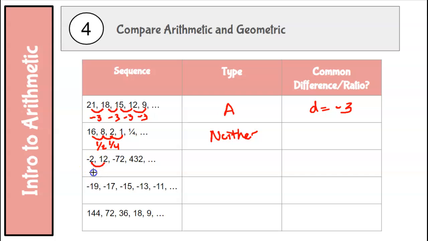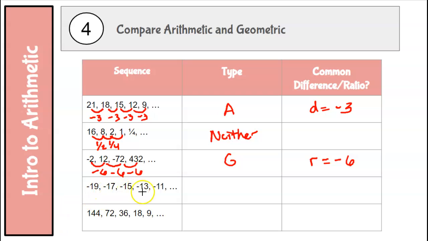Here, it's 12 divided by 2 is -6. -72, handy dandy calculator, divided by 12 is also -6. 432 divided by -72 is also -6. So I automatically, you notice how I automatically jumped to geometric? Because I can see that that gap is getting bigger. So it's definitely not going to be arithmetic. It might be geometric, and so then I divide them to see if I get the same number every time, and I did. So it has a common ratio of -6.